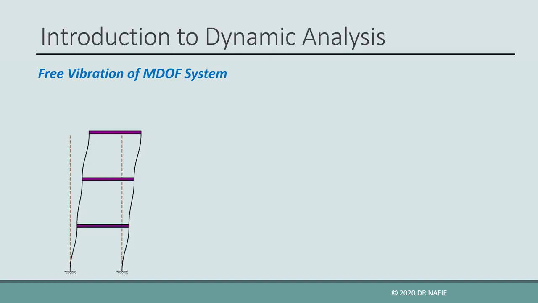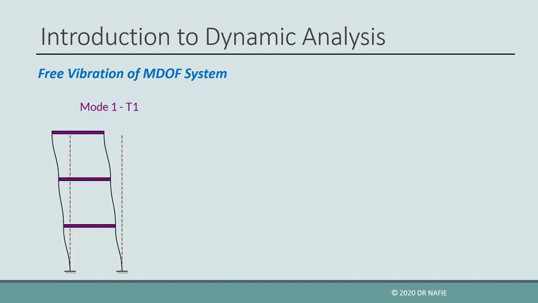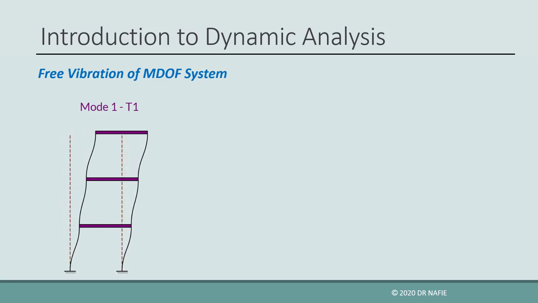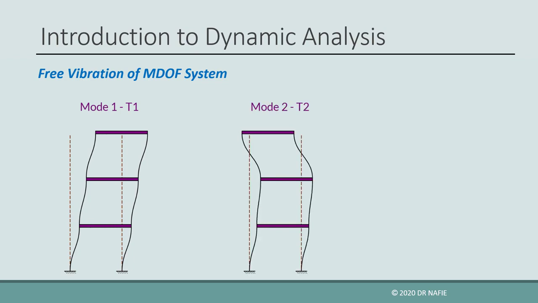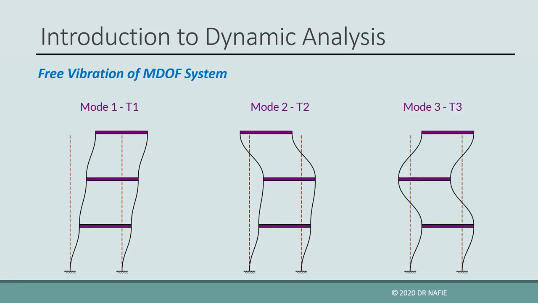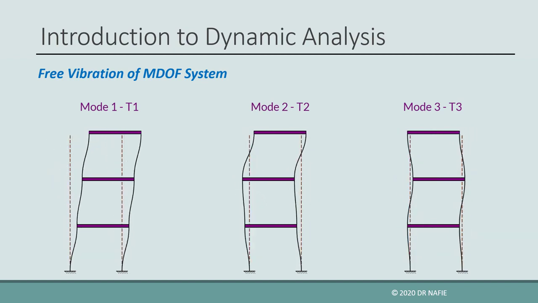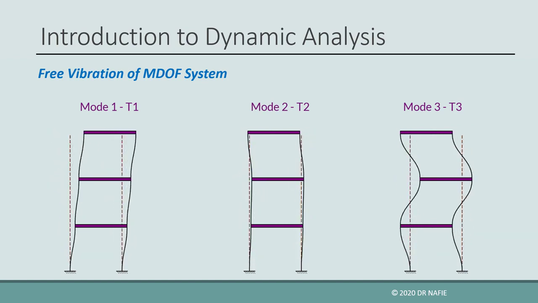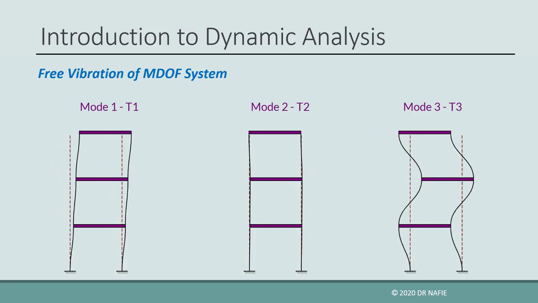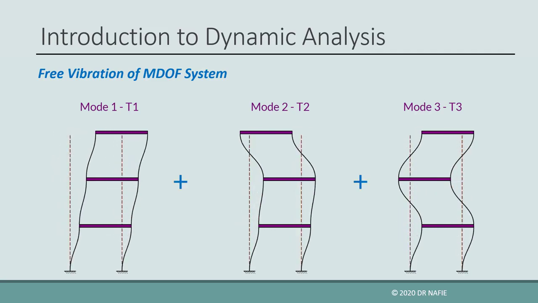If the frame vibrates with the first natural frequency, the shape of vibration will always be identical to the first mode shape. If the frame vibrates with the second natural frequency, the shape of the vibration will be the second mode shape. And if it vibrates with the third natural frequency, the shape of vibration will be the third mode shape. The free vibration of the multi-degree of freedom frame will be identical to one of the 3 natural modes of vibration or a combination of the 3 modes.